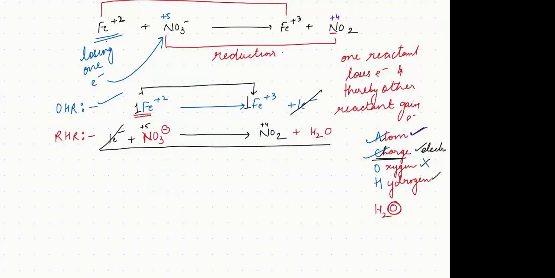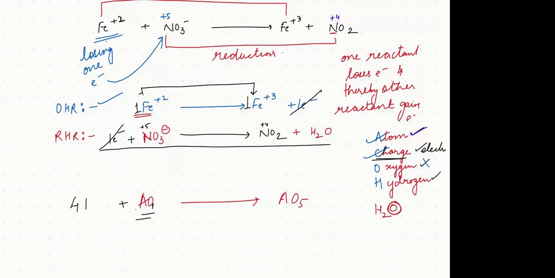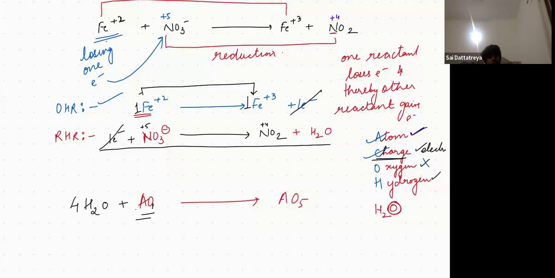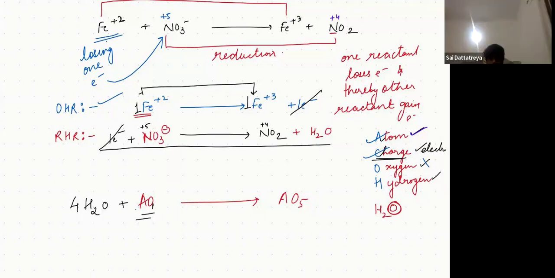Let's suppose one side I have AO and the other AO5, and I need to balance the oxygen. In this random equation, on the reactant side 1 oxygen is there, and on the product side there are 5 oxygens. You understand my point? So here 4 water molecules would be there. Why am I adding 4 water molecules? Because every water molecule has 1 oxygen in it.